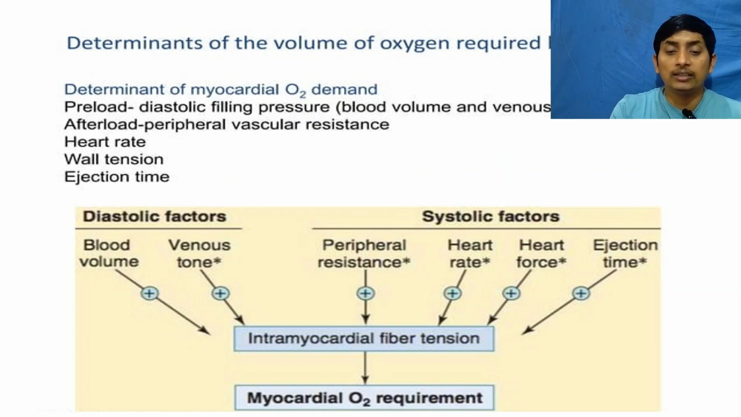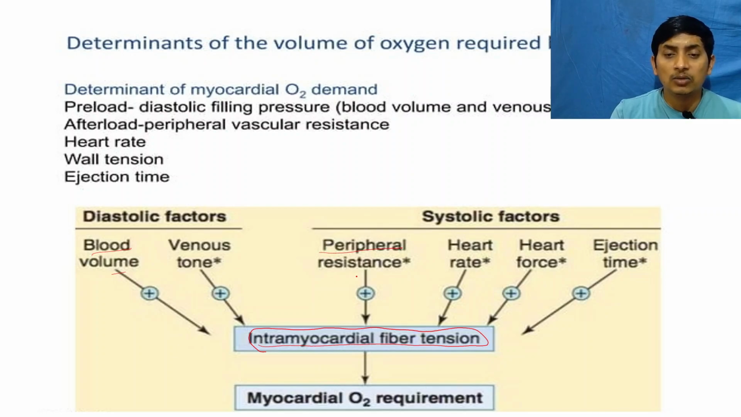Now we'll see what is happening here. In the diastolic factors, what will happen? The blood volume increases. When the venous tone, so venous return, is increased, more blood is filling inside our heart chamber. So what will happen in the heart chamber? The tension, or you can say the pressure, becomes increased.